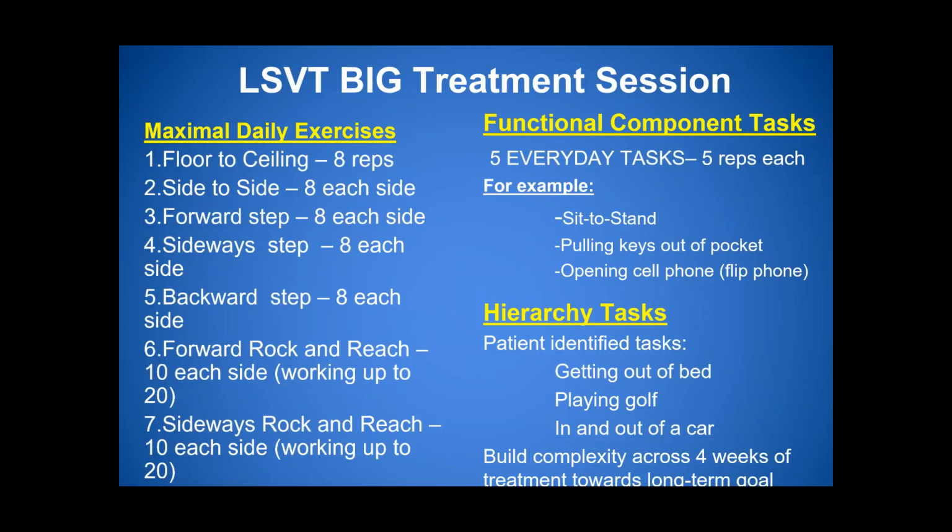So those are single component tasks, standing, sitting to stand. The next things that we work on are called hierarchy tasks, and these are more complex movements and involve multiple pieces to complete the task. So an example might be getting in and out of bed, and that would involve taking off the covers, rolling to the side, sitting up, and then coming to standing. So you can see there are 4 or 5 pieces to each of these hierarchy tasks.